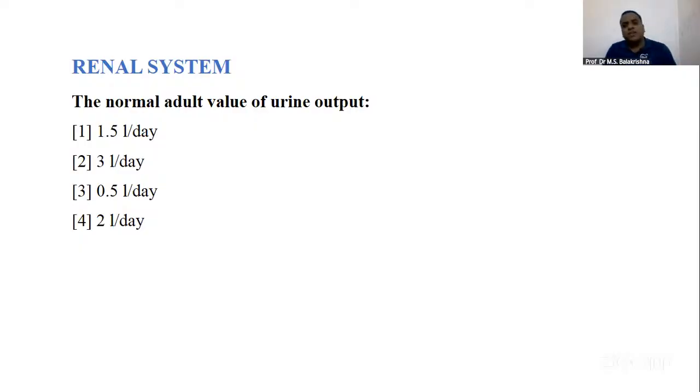Normal adult value of urine output. So in a day, how much urine is going out of the body? So 1.5 liters per day. That is the answer.